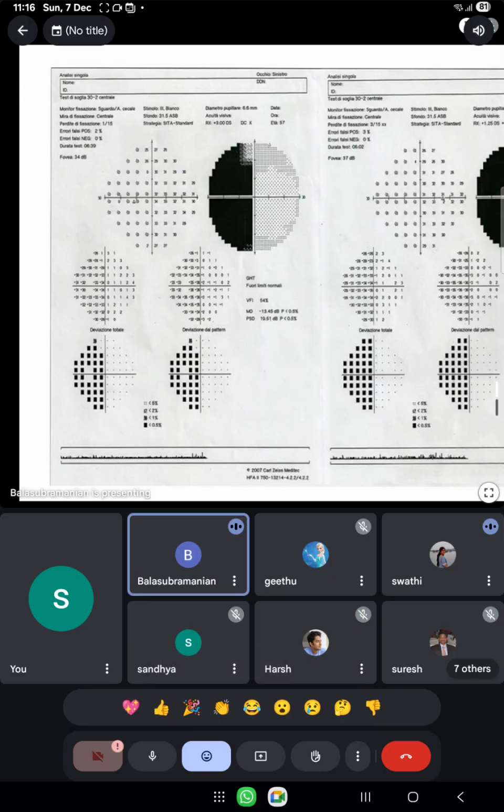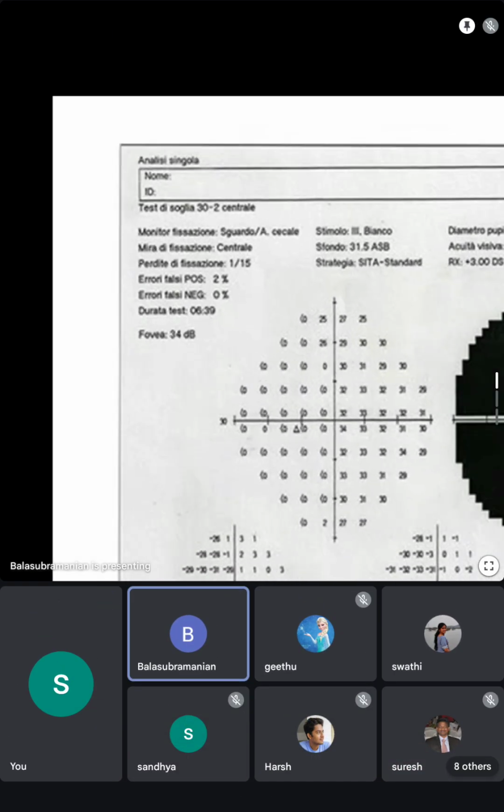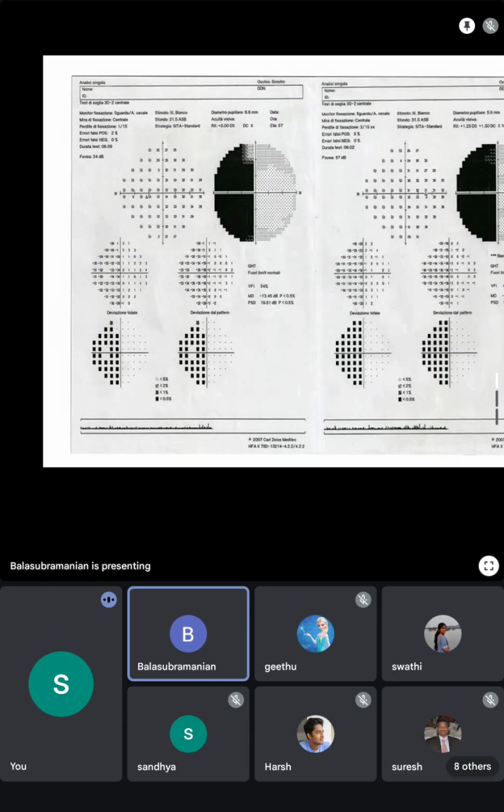Please try. It's a simple one. Single field analysis of 30-2 of right and left eye. Okay. Left eye showing good fixation, central fixation point and good reliability indices. Okay. The strategy used is SITA Standard with the correction of refractive error given. Pupil diameter 6 mm. The foveal decibel is 34.